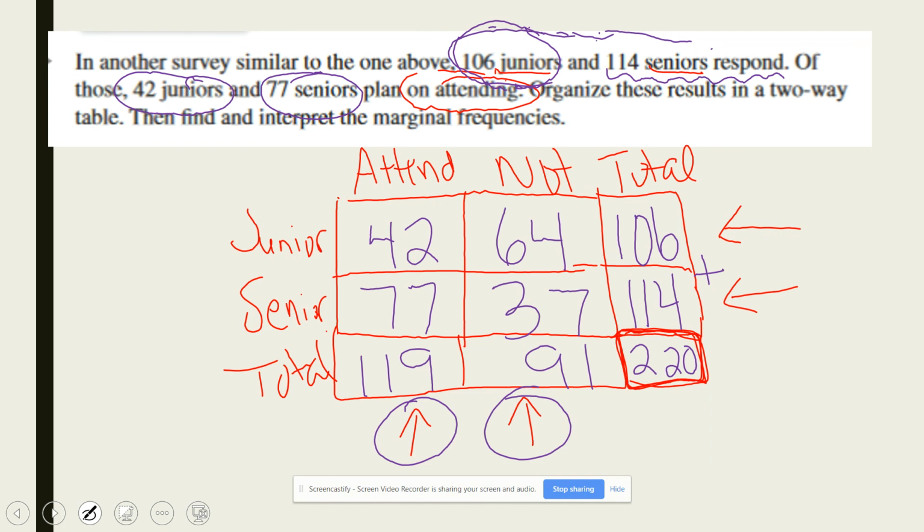And that, in a nutshell, is pulling apart the Venn diagrams or some type of a survey and organizing it onto a chart. We'll do several of these in class tomorrow.